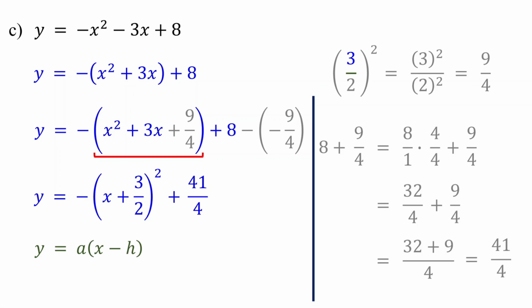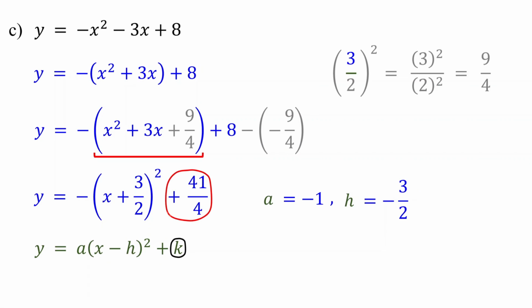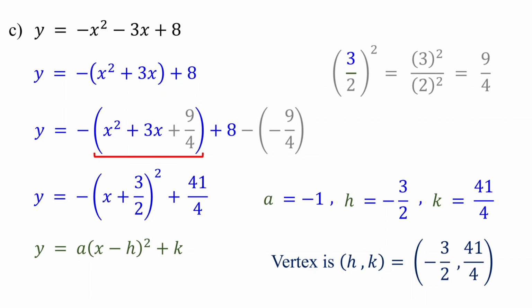This is now in vertex form. a equals -1. h equals the opposite of the number inside the parentheses, and k equals the constant term. So, the vertex is the point (-3/2, 41/4).